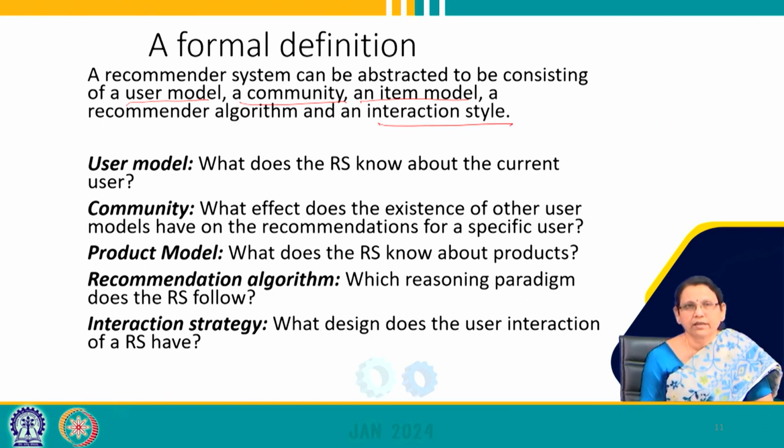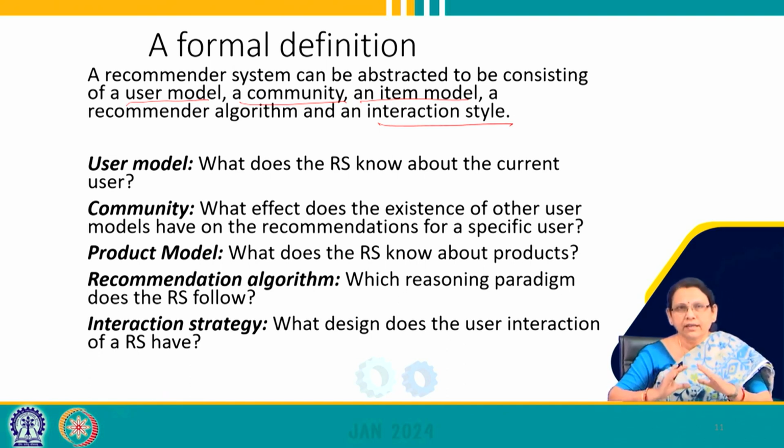Now, what is the user model? Let us say in the last example that we were talking about, based on the other users' ratings, we were trying to predict the rating for a specific item which is not already rated by this user. In that case we made our user model based on some kind of similarity score with other users who have already rated this item. Now, what is the community? Community is the set of users based on whom we have taken the decision. So this is our community model.